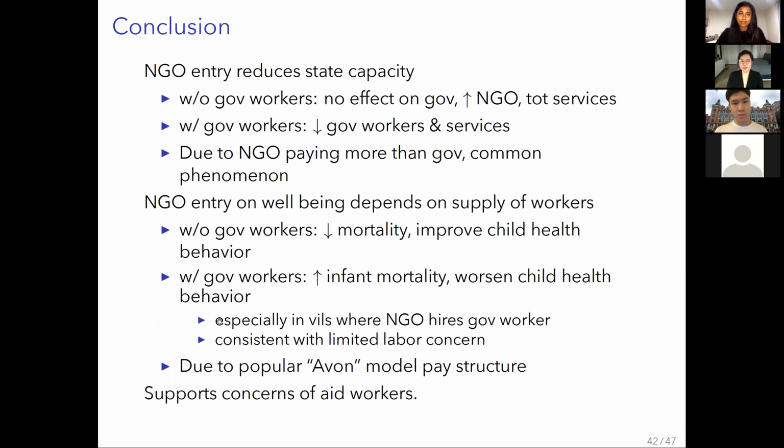The NGO reduces state capacity, but the effect is heterogeneous. It reduces state capacity in places where the government is already building capacity. In places where the government has not built any capacity, it has no impact on the government, but it just increases total services. So what do we learn from this?